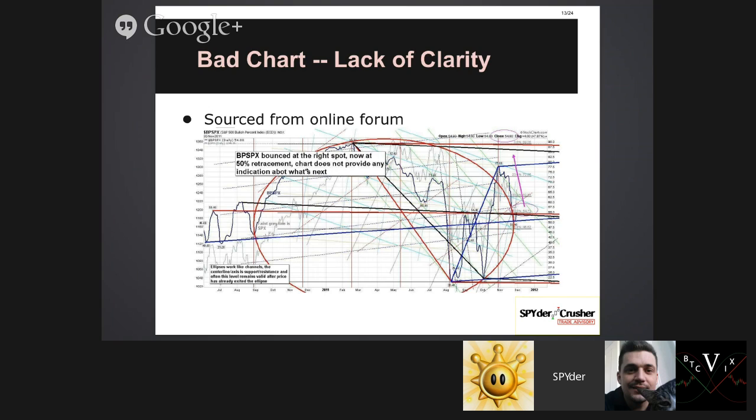Read the actual caption. Chart does not provide any indication about what's next. Yeah, you're telling me, right? You couldn't have possibly made this up to be funnier, as if I did not know that this is providing no indication about anything. Like, what is happening here? So context, clarity, very important for decision-making process.